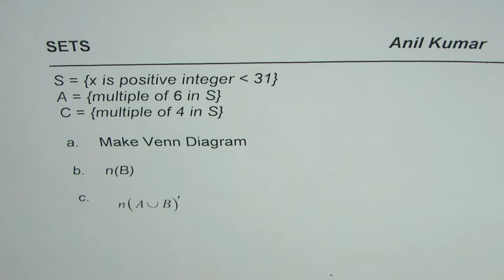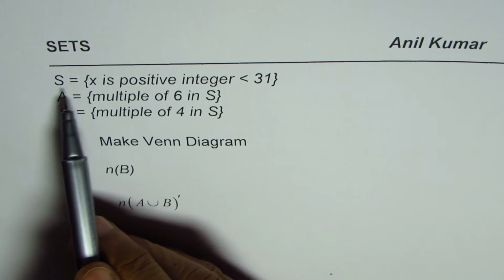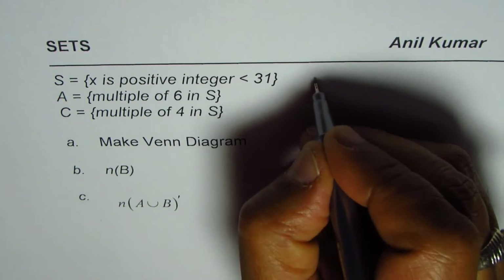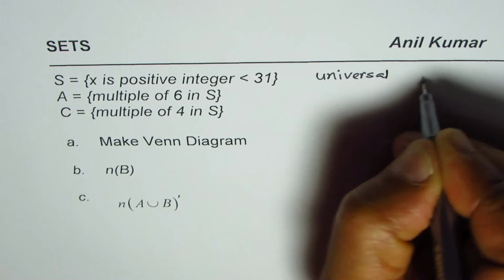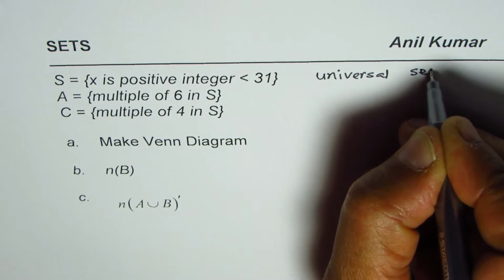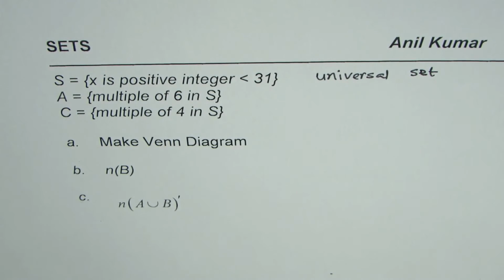I'm Anil Kumar. Here is another question on sets. We are given three sets here. First one, S is a universal set. Sometimes we use S, sometimes U, right? Both are for universal set.